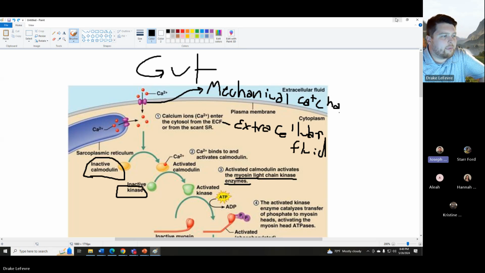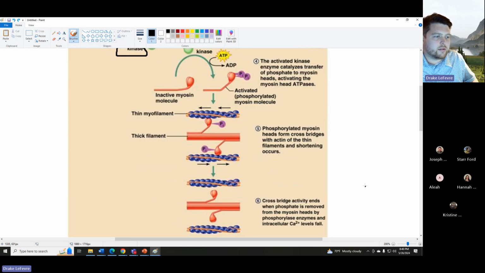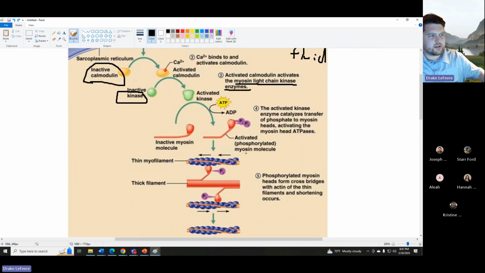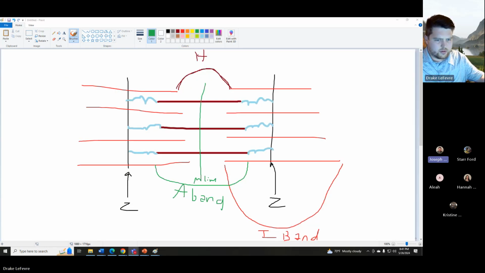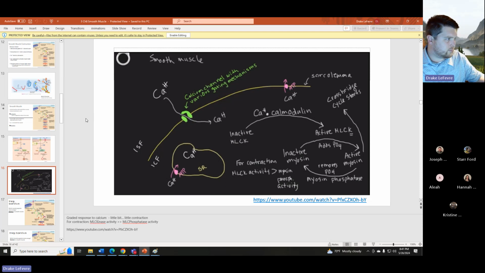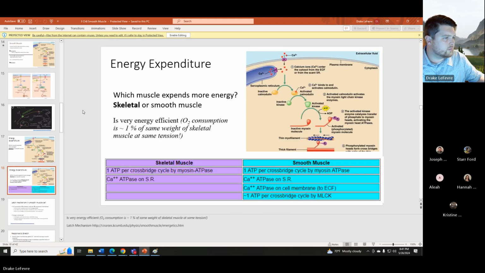I feel like he covered smooth muscle very heavily on the test too. Did he? Was it mostly this kind of process, or was it other stuff? Yeah, myosin light chain kinase was on there, and calmodulin. There were at least four or five questions about it, I think.